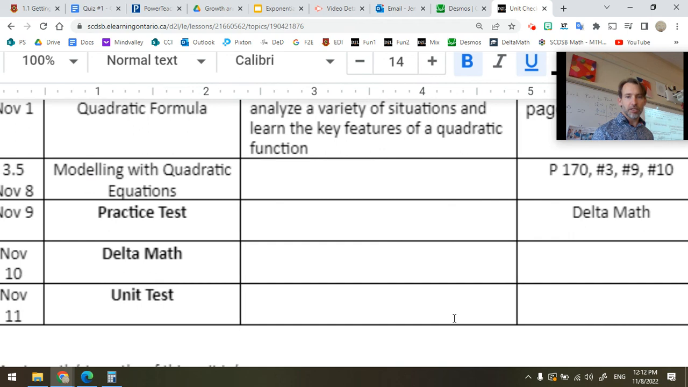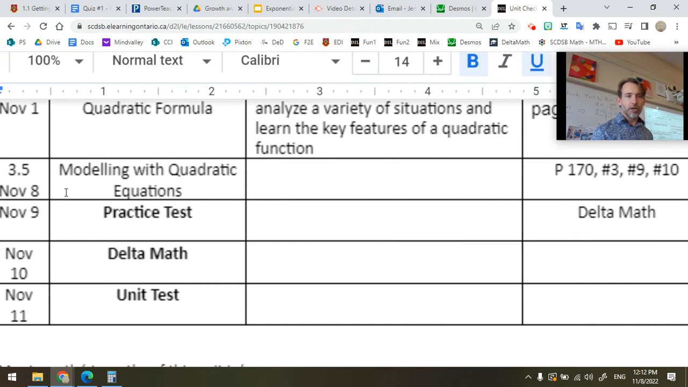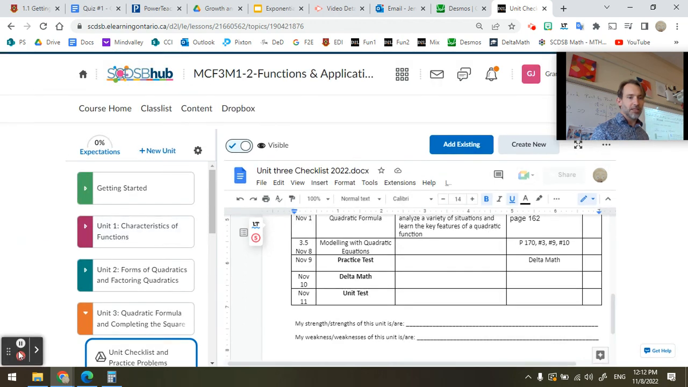Other things to note is this is our week this week. We're here November 8th, modeling with quadratic equations. Tomorrow we'll look at a practice test. November 10th will be a Delta Math and computer day to practice. And then November 11th will be the unit test. So let's chat about what we'd like to see on that unit test.